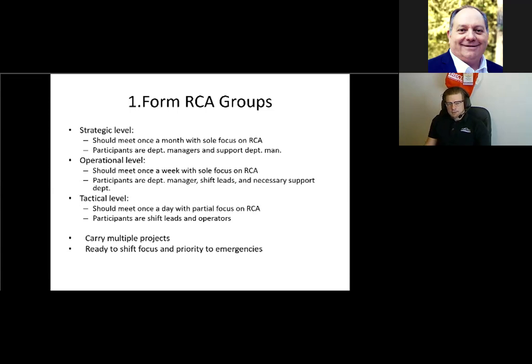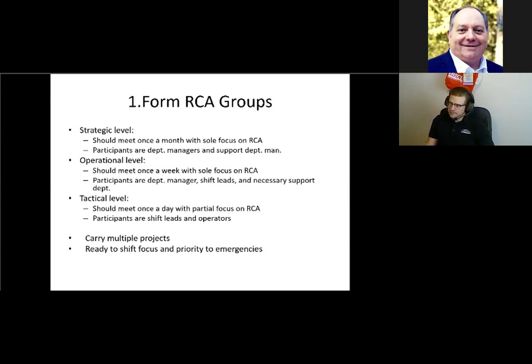So when we form these groups, there's going to be a group on each level, at least one. On the strategic level, they should meet once a month with the sole focus on root cause analysis. So this is not something that should be snuck in on any other talk like sales targets or new products that we're going to start making. No, it should be a dedicated time for that. The topic is only root cause analysis.